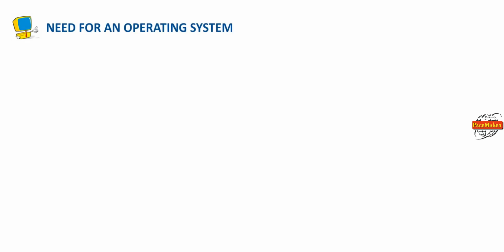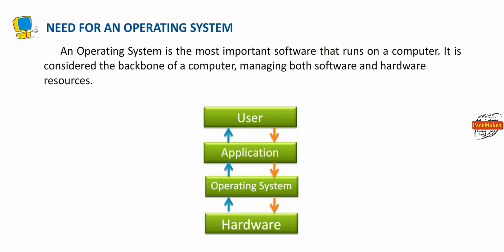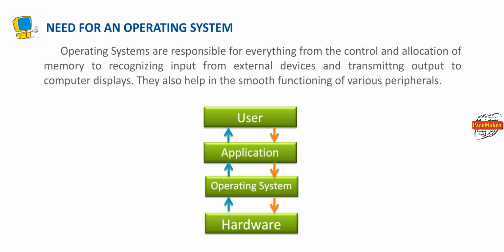Need for an operating system. An operating system is the most important software that runs on a computer. It is considered the backbone of a computer, managing both software and hardware resources. Operating systems are responsible for everything from the control and allocation of memory to recognizing input from external devices and transmitting output to computer displays. They also help in the smooth functioning of various peripherals.